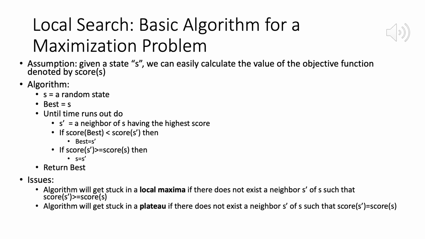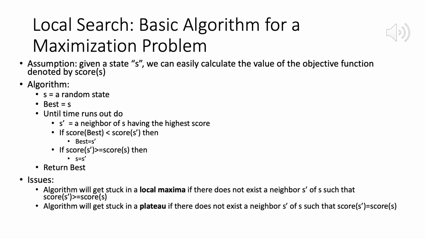The basic algorithm for local search operates as follows. We begin with the random state S. Let us call S our current state. We also maintain the best solution found so far in a variable called best. Then we run the following steps until time runs out. You will be given a time bound, and as soon as the time bound is exceeded, you will stop the algorithm.